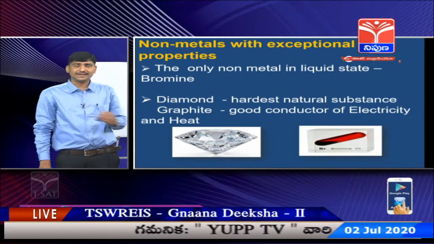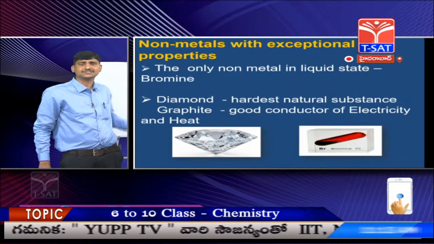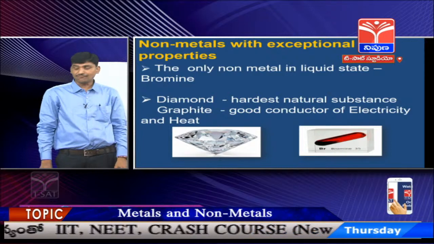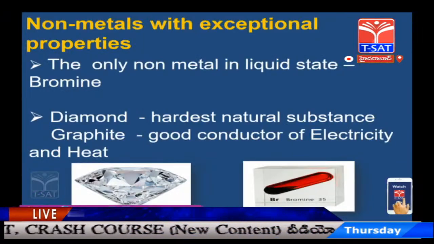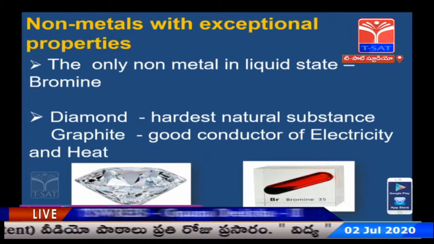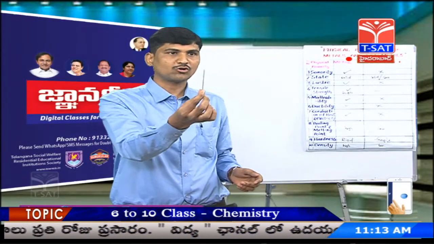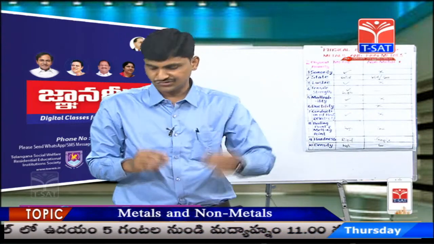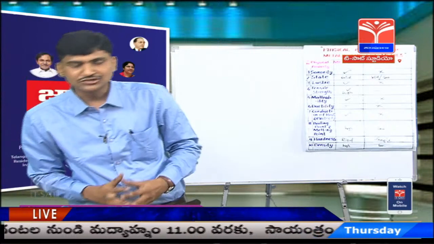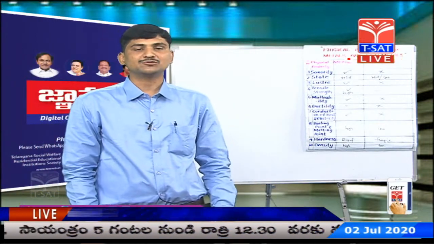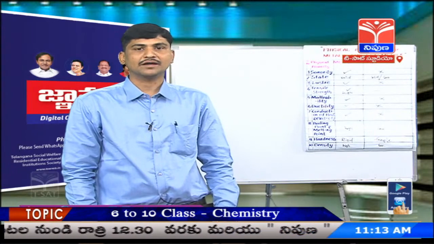And what we said, non-metals are bad conductors of heat and electricity, but there is another allotrope of carbon, that is graphite, which is an excellent conductor of heat and electricity. This is the graphite lead which you obviously use in pencils, children. This is about the physical properties of metals and non-metals, and the exceptional properties in metals and non-metals.